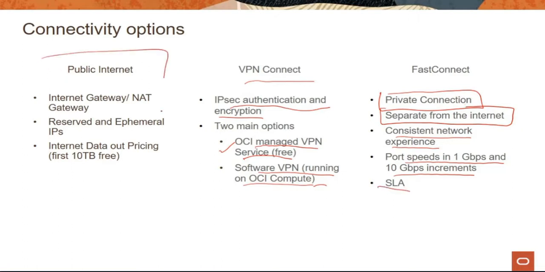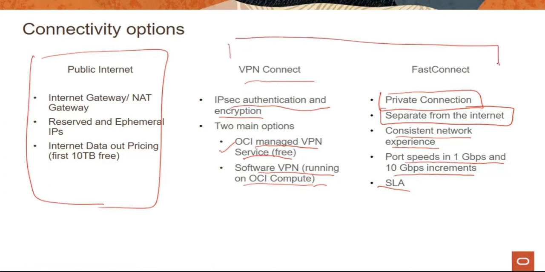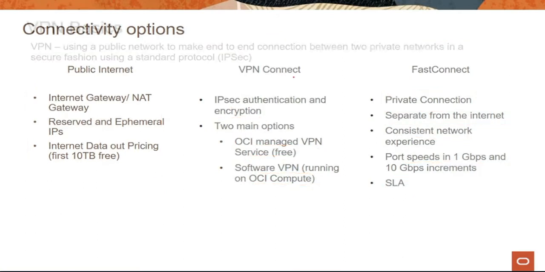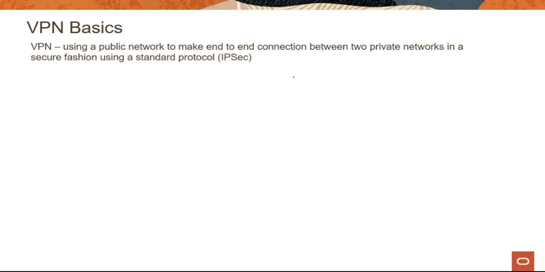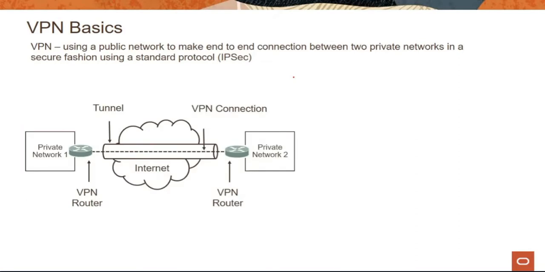So the first option, public internet, we looked into the previous module on virtual cloud network. In this particular module, we are going to look in more detail around VPN and Fast Connect. So before we get into the details, let's look at some of the basics of VPN, right? VPN basically uses a public network to make an end-to-end connection between two private networks in a secure fashion using a standard protocol like IPsec, right? So this is basically how the VPN works.